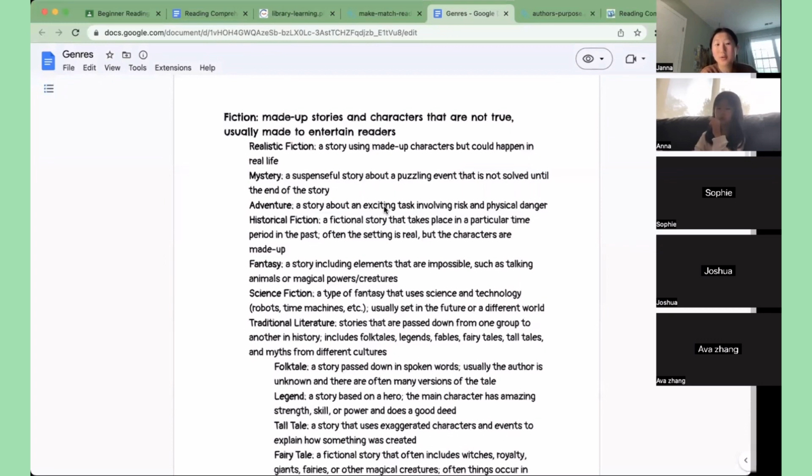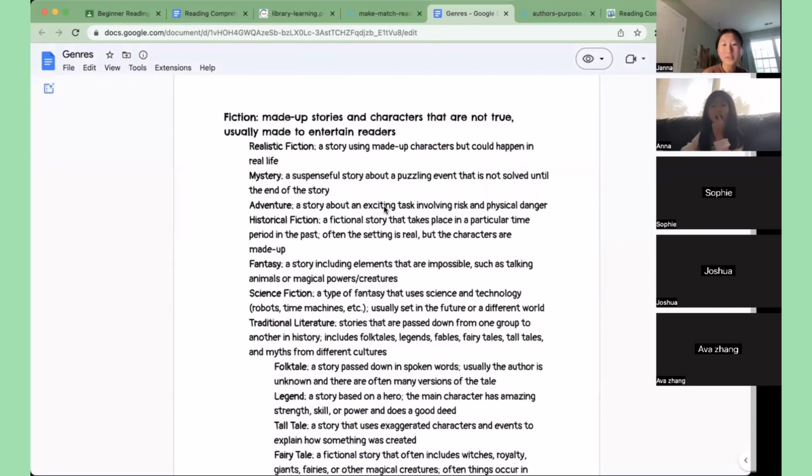And adventure, so a lot of you guys said that you like reading adventure. So this is a story about an exciting task involving risk and physical danger. So usually it's really fun to read because there's a lot of action involved. So I see why a lot of you guys put that down as your favorite.